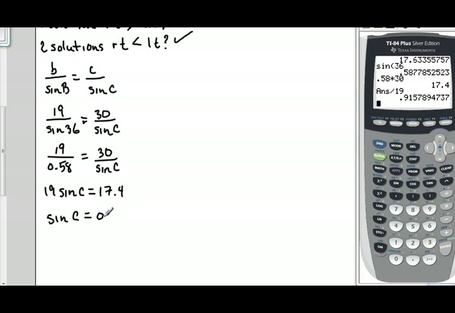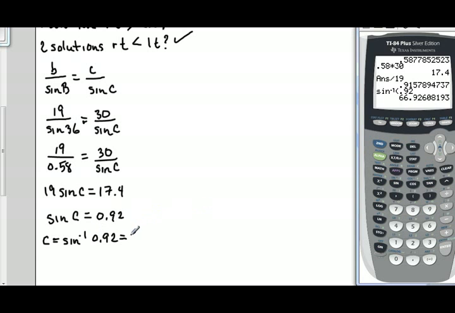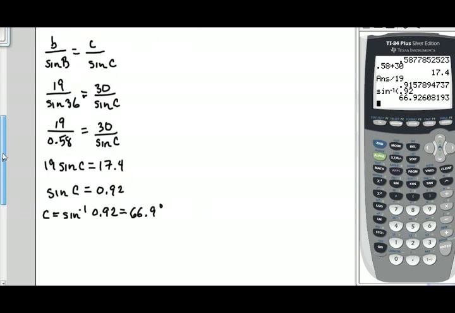All right, 0.92 if you round it. If the sine of C is 0.92, to find angle C, we take the inverse sine of 0.92. Let's do that. So second, inverse sine 0.92. And let's round that angle to 66.9 degrees.